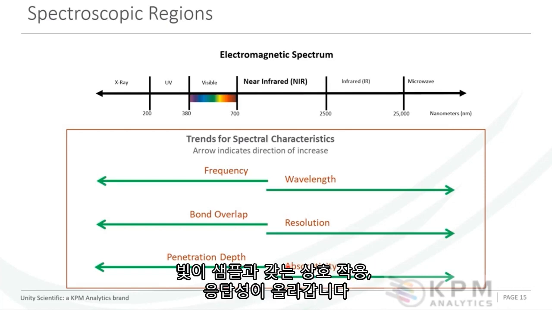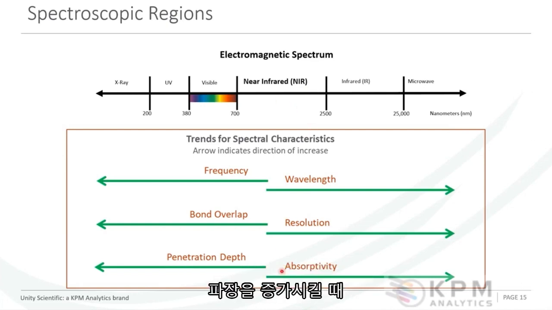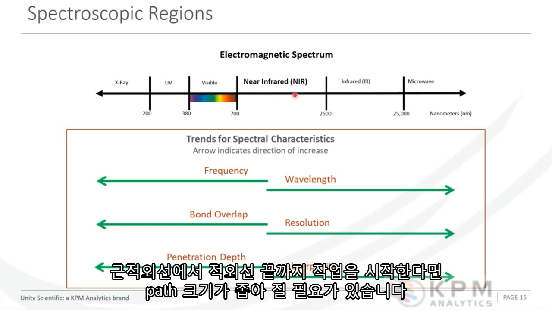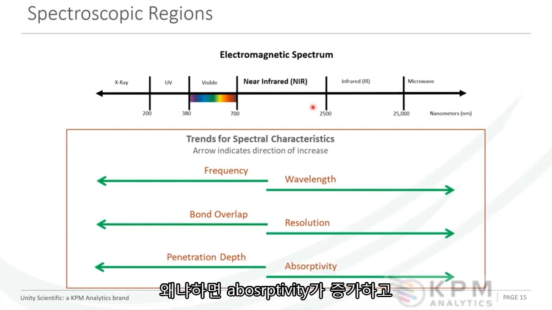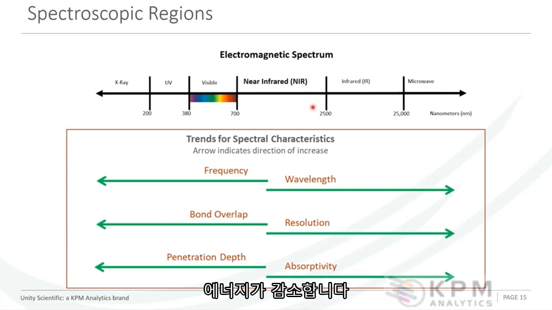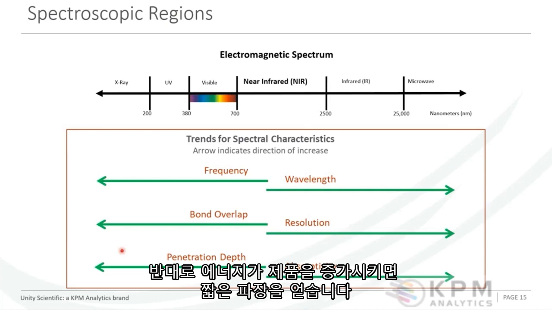If we look at absorptivity, or the interaction that this light has with the sample, the absorptivity goes up as you increase the wavelength. So for example, if you're doing a transmission measurement and you start working from near infrared up towards the infrared, the path length is necessarily shorter because the absorptivity increases and the energy decreases. Conversely, as the energy increases, our penetration depth increases as we get to shorter wavelengths.